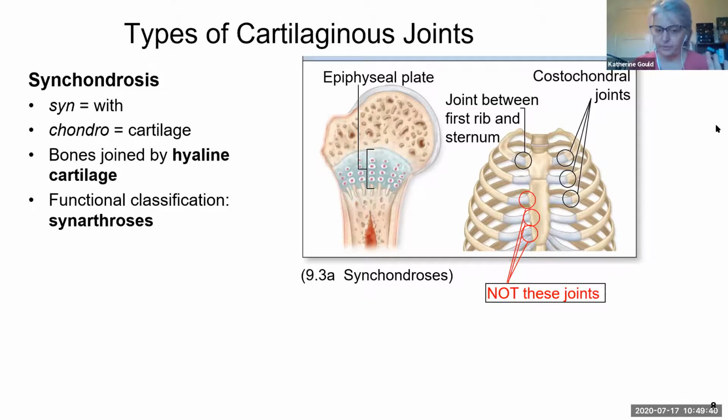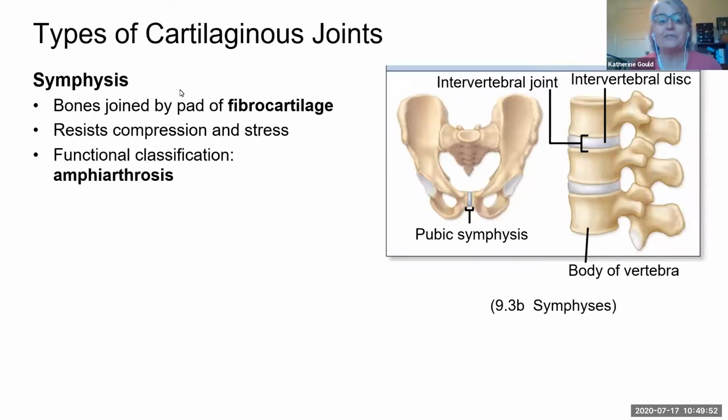Synarthroses, very little movement in those. Now these other joints, for the lower costal cartilage and the sternum, are actually a different kind of joint. Now a symphysis, you've heard of the pubic symphysis. That's this pad of cartilage between the two pubic bones. This is another kind of cartilaginous joint.